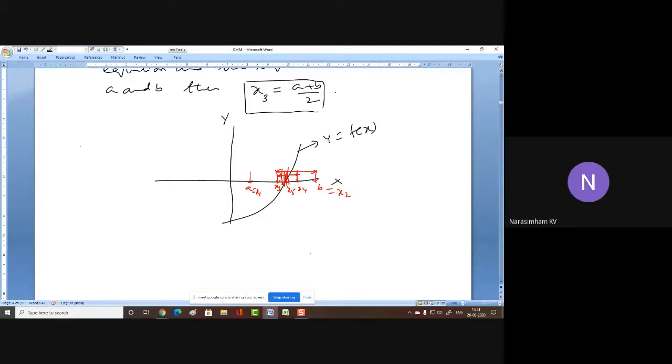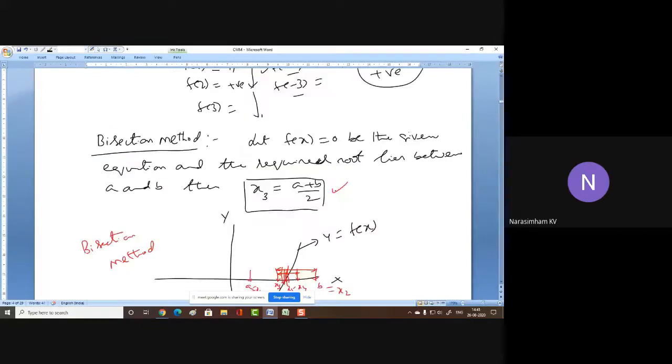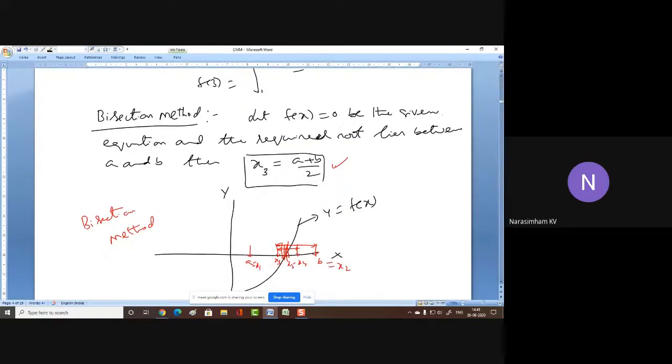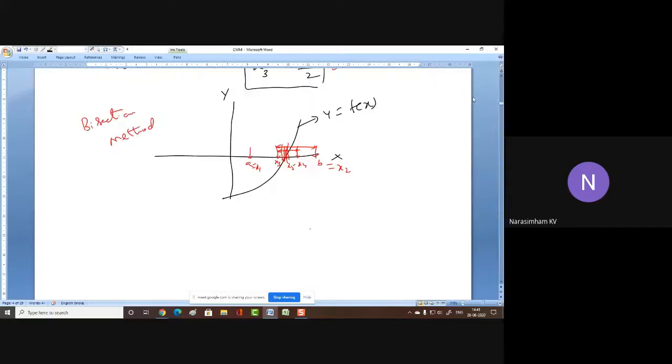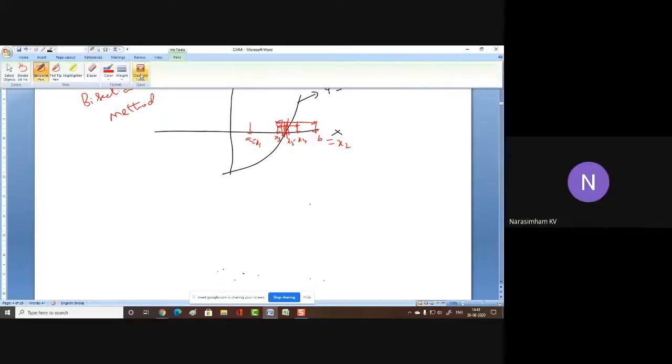This method is called the bisection method. Bisecting is nothing but the midpoint, nothing but (a plus b) by 2. Up to this clear? Yes, sir. If you understand geometrically, then it is very easy. Okay, now coming to problems. How to apply the problem.